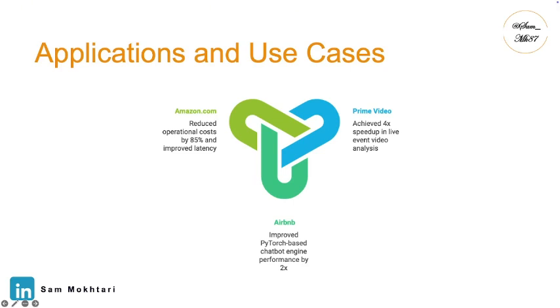So Airbnb also saw a significant performance boost for their support chatbot, making it more responsive and efficient. Also, Amazon.com also uses Inferentia and achieved a dramatic reduction in operational costs while simultaneously improving latency for their inference task. These are just some examples that demonstrate how Inferentia can support AI/ML inference jobs for different use cases.